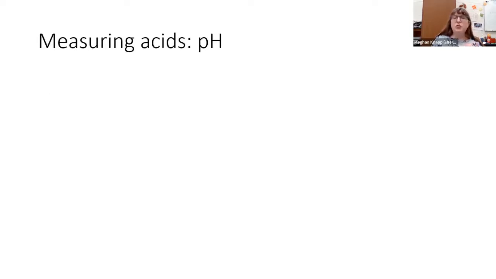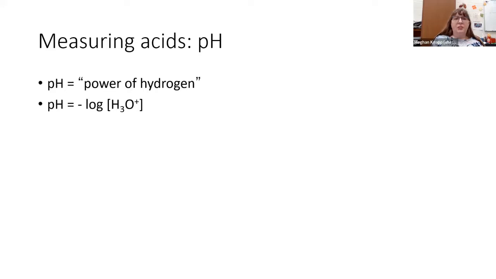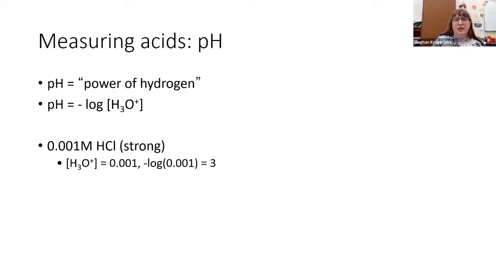So what we want to do is we want to measure the pH of these things. pH stands for power of hydrogen, and it is the negative log of that concentration. So whatever the concentration works out to be, we take the log of it and then change the sign from negative to positive. So if I have 0.001 molar HCl, which is a strong acid, then my hydronium concentration is also 0.001, and I'd plug that into this formula and I'd get a pH of 3. Okay, so ultimately, in order to find the pH, we need to be able to get to this hydronium concentration.